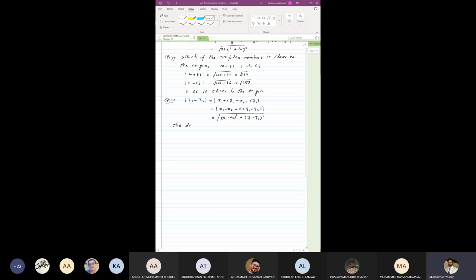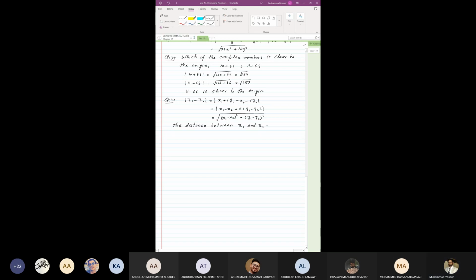So this is the distance between 2 points which are represented by complex numbers Z1 and Z2. So the absolute value of Z1 minus Z2 is actually the distance between 2 points in the complex plane.